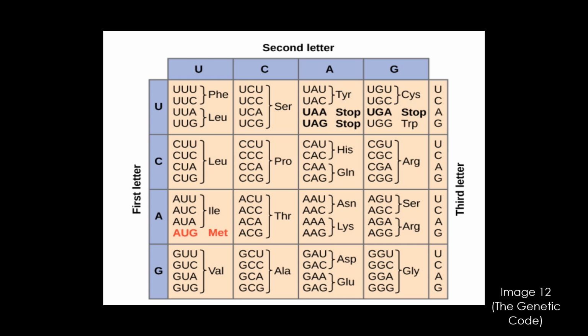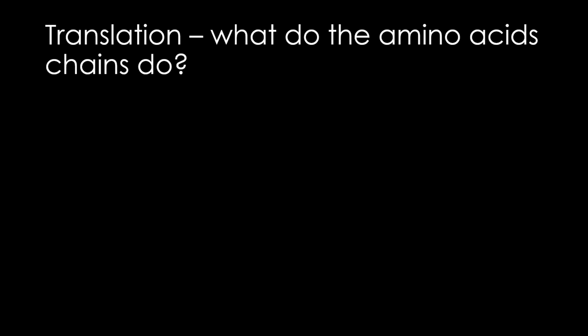The following image on the screen shows a chart of all the possible codons and the amino acids they encode for. Notice that the codon AUG is highlighted red. This is because it is known as the start codon. Almost every protein sequence will begin with the codon AUG encoding for methionine. Also notice that UAA, UAG, and UGA are stop sequences, resulting in the end of the growing peptide chain.